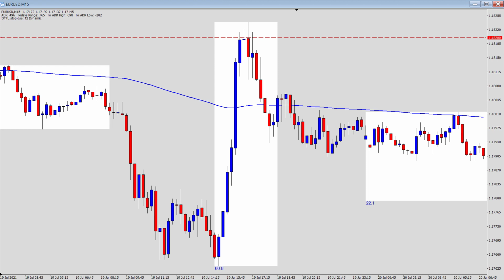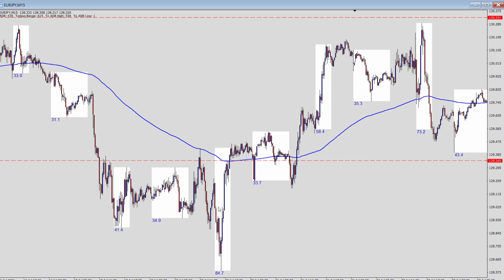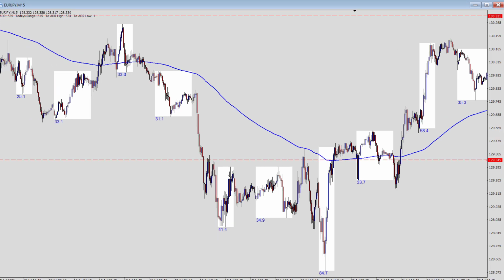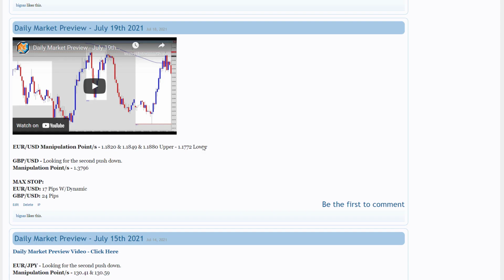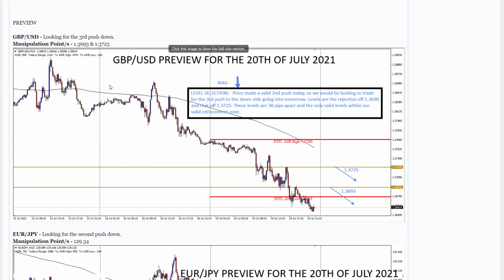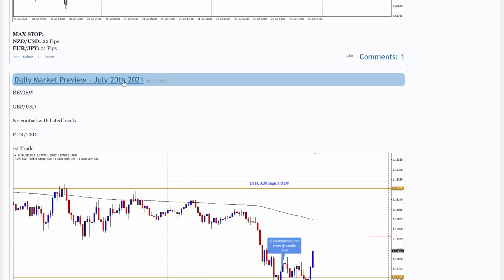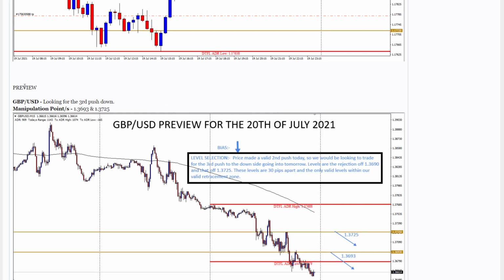Continuing forward in a couple days, we move over to the euro yen on the 20th of July. And to show you that preview, we'll scroll down here to the pound. This was, again, the 20th. So you can see here, started on the 19th for the 20th. And we come down to the preview section of this, and we can see that there's the pounds.